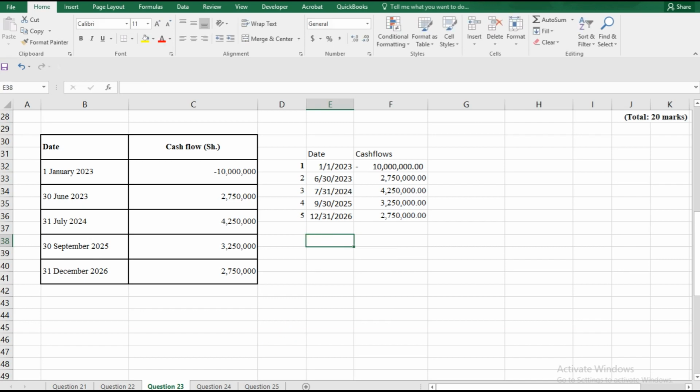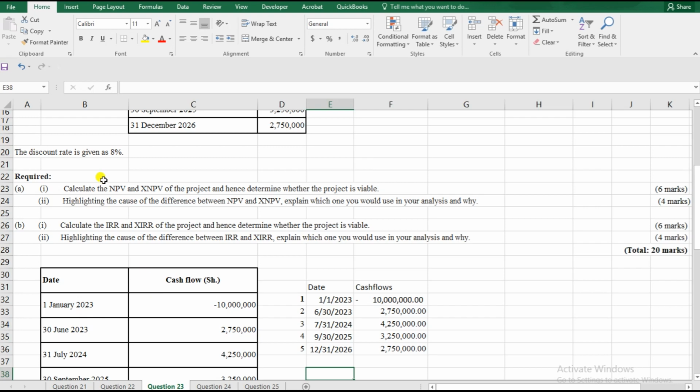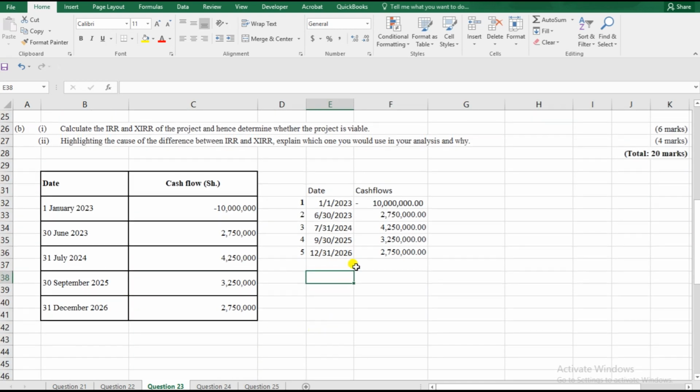We go back to our question actually. We see the rate that I was given. We are told that the discount rate is 8%. So I can have my rate to be 8%. This is our rate, 8%. Discount rate is 8%. So I'll be having my discount rate.